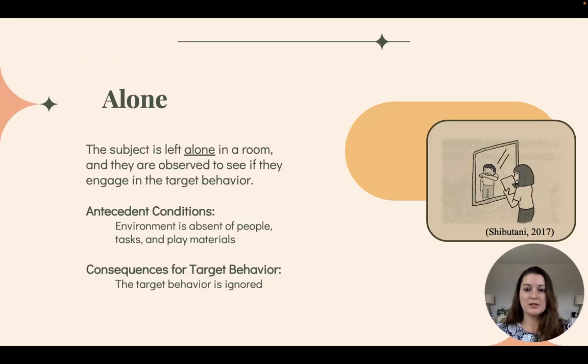For the alone condition, the subject is left alone in a room and they are observed to see if they engage in the target behavior. The antecedent conditions would be that the environment is absent of people, tasks, and play materials. Consequences for this behavior would be that the target behavior is ignored.